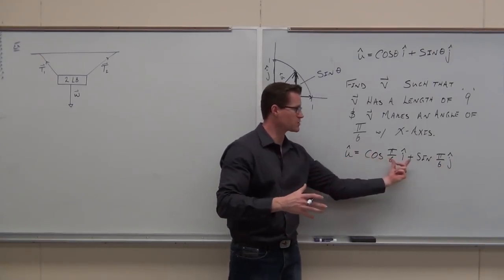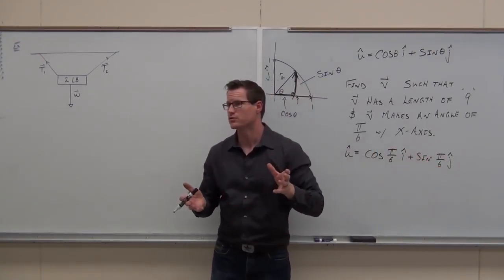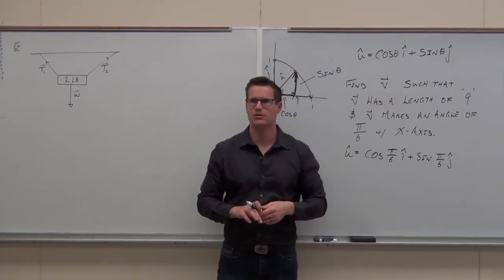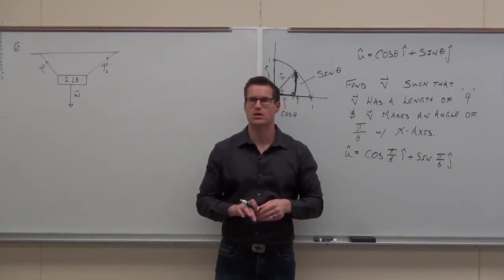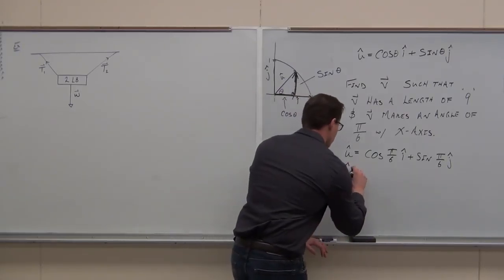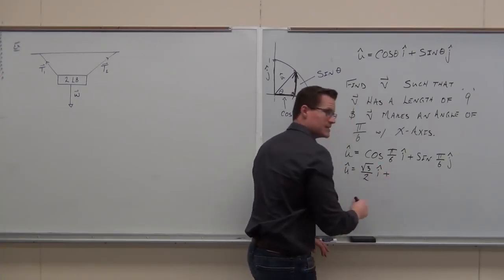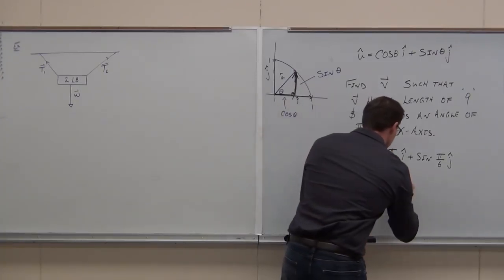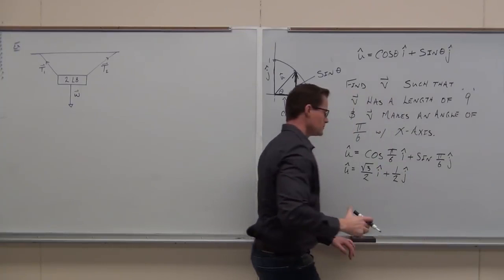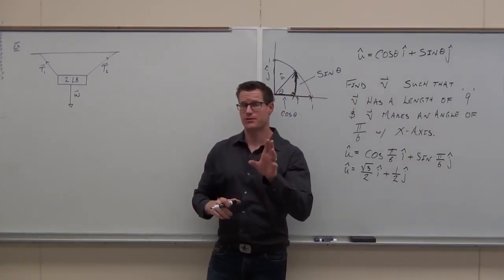You're taking a fraction of the x direction, a fraction of the y direction, and you're adding them up. That's creating a unit vector for you. How much is cosine of pi over 6? You need to know it, and don't give me decimals ever. Is that the vector I'm looking for? No. Is that the direction of the vector I'm looking for? Yes.